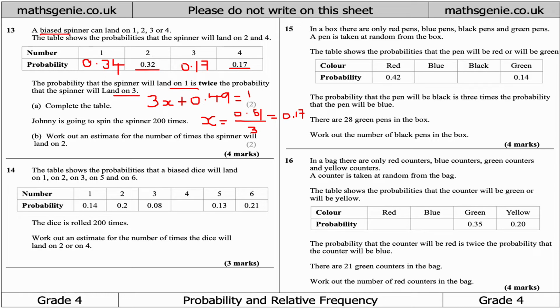Okay, so that's that one there. The next part says Johnny is going to spin the spinner 200 times. Work out an estimate for the number of times it will land on 2. So we're going to do 200 multiplied by 0.32. Now 0.32 as a fraction is 32 out of 100. So I'm essentially doing 200 divided by 100, which is 2, and then doubling 32. So 2 times 32 is 64. So that's one way of doing it.